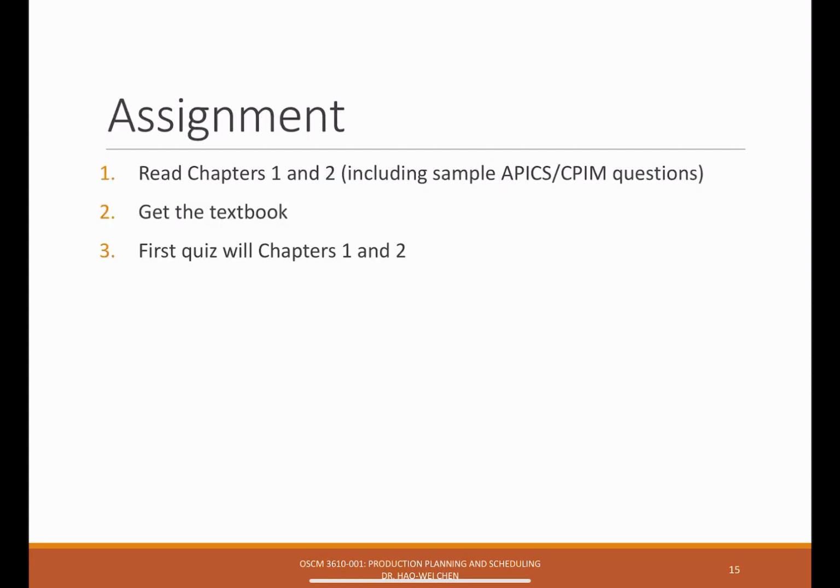And for the assignment, please read chapters 1 and 2 and remember to get a textbook. The first quiz will cover chapters 1 and 2.